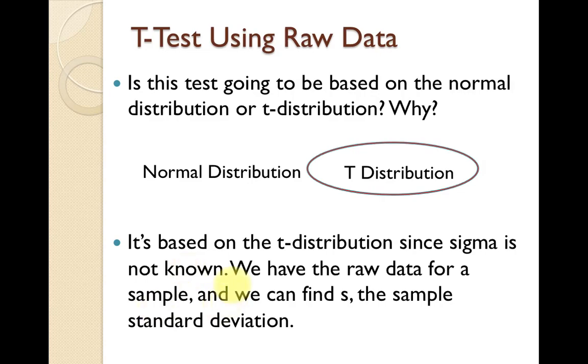But if you want to understand why we have the sample standard deviation, it's because we have the raw data for the sample, and when we have raw data, we can always find S, the sample standard deviation. Okay, you probably remember how we do this. You put the data in a list on the calculator and you run one variable statistics, and that will give you the sample standard deviation.